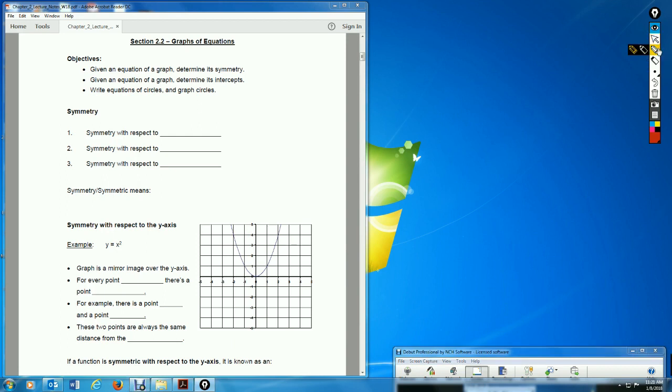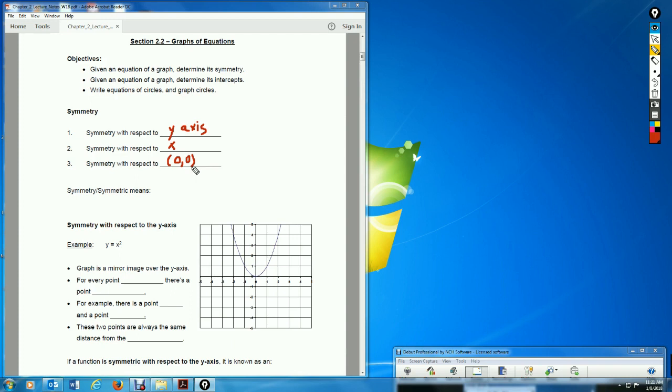All right, so let's start with the symmetry. And there's three types of symmetry that we are going to look at. Symmetry with respect to the y-axis, symmetry with respect to the x-axis, and symmetry with respect to the origin, which of course is the point 0, 0, the origin.